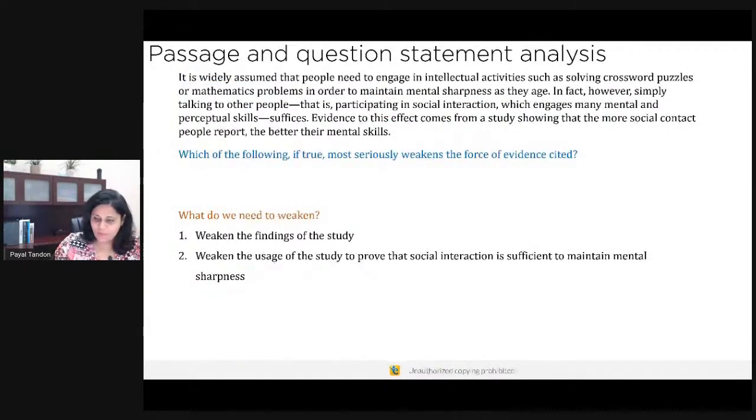Now, the question prompt over here, that's the next thing that we do. Which of the following, if true, most seriously weakens the force of evidence cited? And this is a very, very important thing, force of the evidence cited. Now, what do we need to weaken? I want you to write that down. Prompt number 1 or 2. Do we need to weaken the findings of the study? Or do we need to weaken the usage of the study to prove author's point, that is, social interaction is sufficient to maintain mental sharpness? What is it that we need to weaken here? 1 or 2?